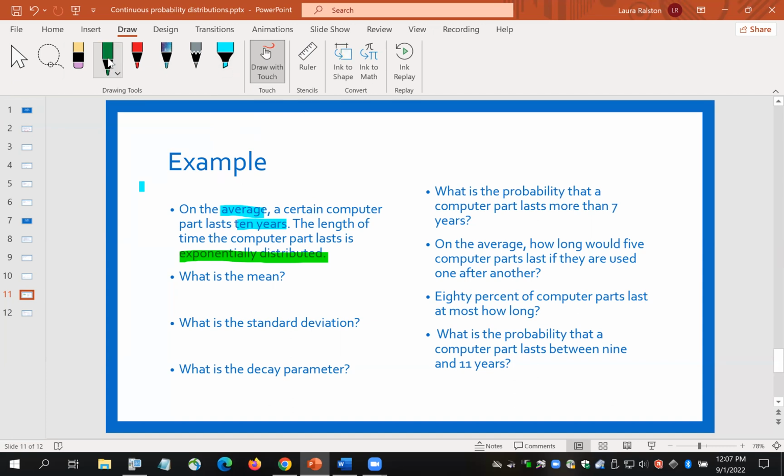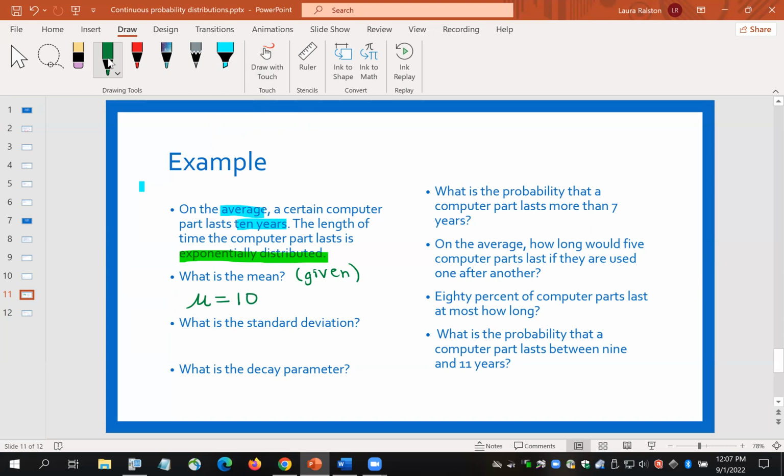And so then you're asked a series of questions. And to help you make sure you have all the pieces you need, they start out asking you, what is the mean? Remember, the mean is given, so it's 10.